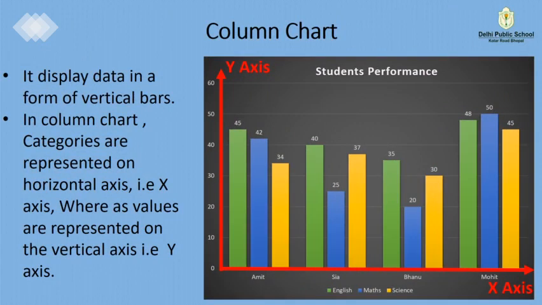Now this is a column chart. Here you can see that the name of the student is plotted on the x-axis, whereas the marks secured by them are plotted on the y-axis. A column chart is a commonly used chart type to display data in the form of vertical bars. It is used to show changes in data over a period of time. The main thing that we have to note is that in a column chart, categories are represented on the horizontal line, that is the x-axis, and value is represented on the vertical line, that is the y-axis.